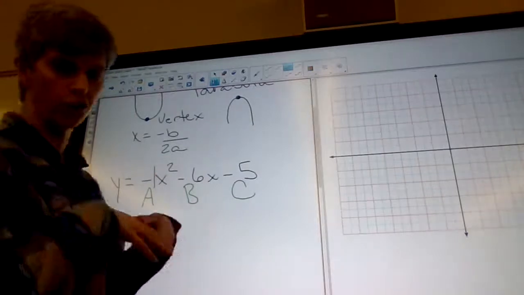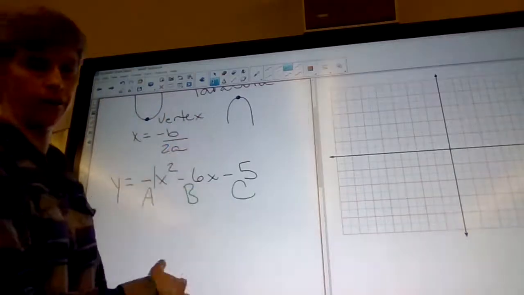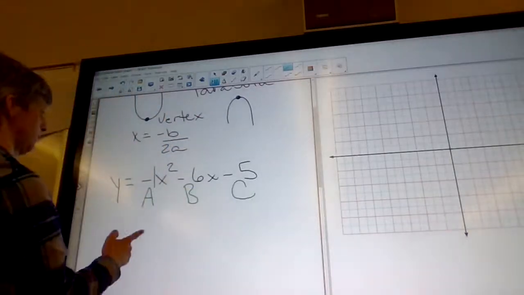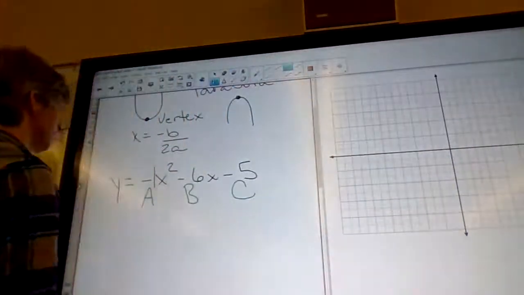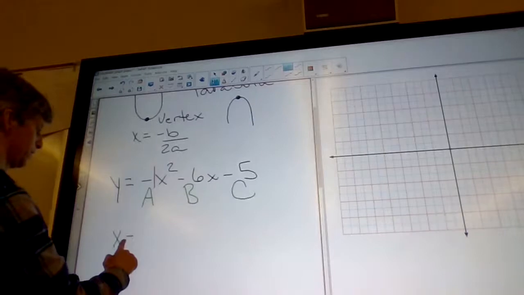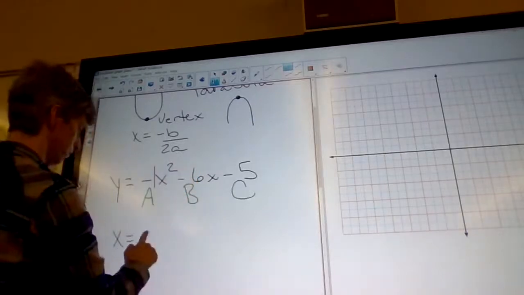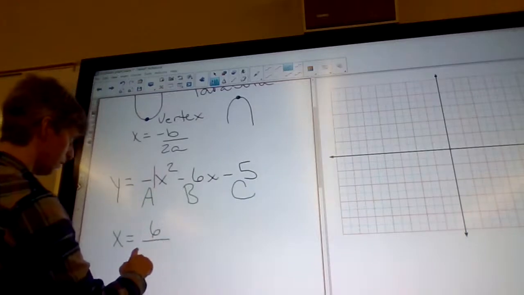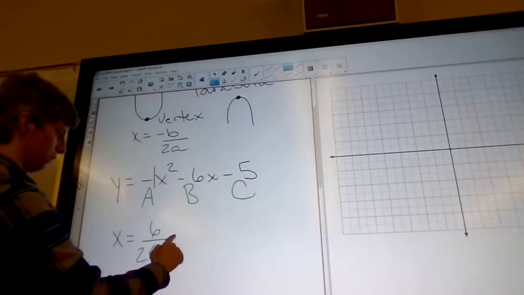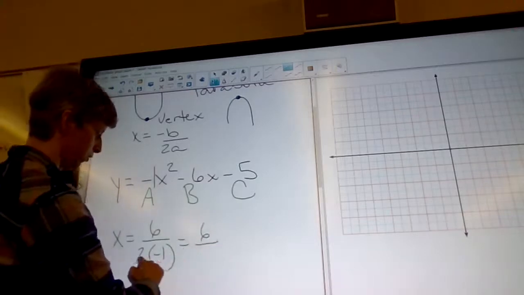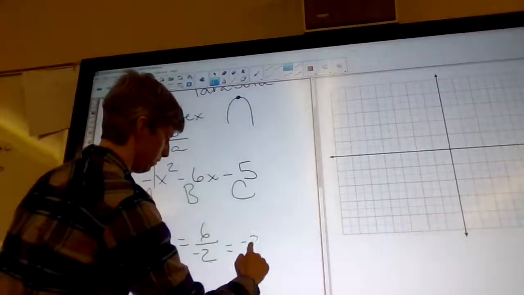So in order to start graphing your parabola, we need to find the vertex. To get the x coordinate, which is your left and right number, you're going to go opposite b. My b is negative 6, so I want opposite that, which is 6 over 2 times a. A is negative 1. So 6 over 2 times negative 1 is negative 3. So my x coordinate is negative 3.